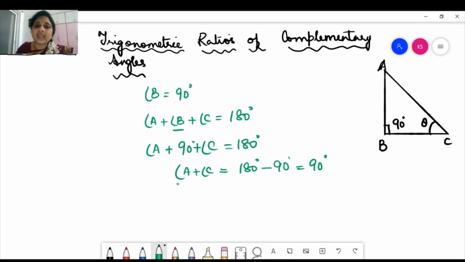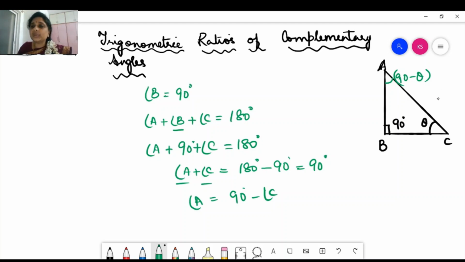So the sum of angle A and angle C is going to be 90 degrees. So A and C are complementary angles, right? According to the definition of complementary angles, when two angles sum up to 90, then we call them complementary angles. So A and C form a pair of complementary angles, correct? So angle A will be equal to 90 minus angle C. Now we have taken angle C as theta. So angle A would be 90 minus theta, right? So angle B is 90 degrees in this triangle, angle C is theta, and angle A is 90 minus theta.